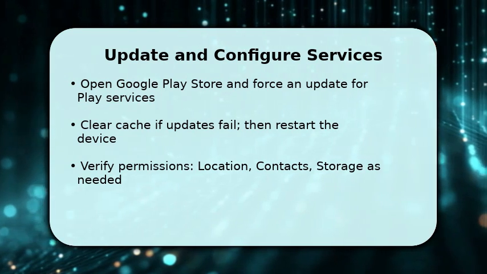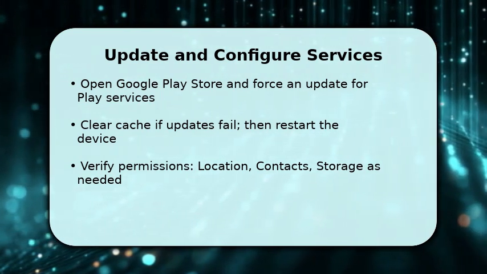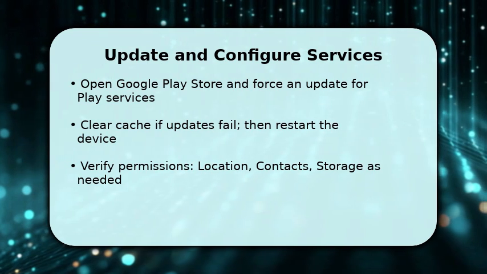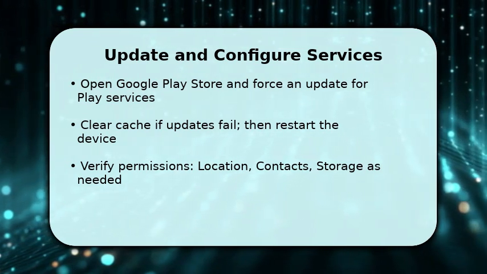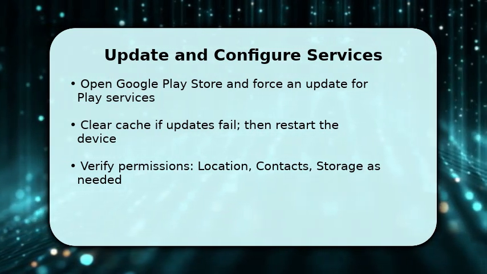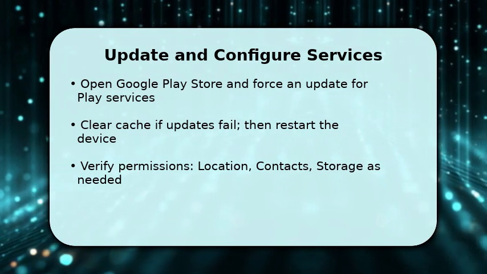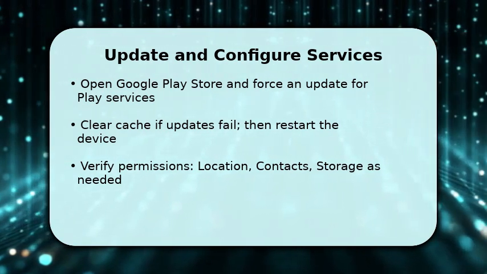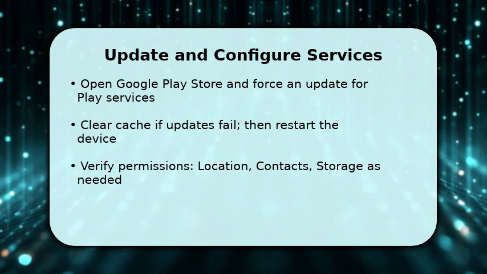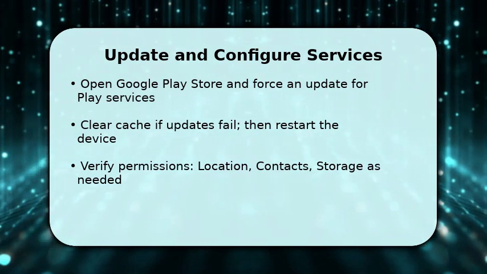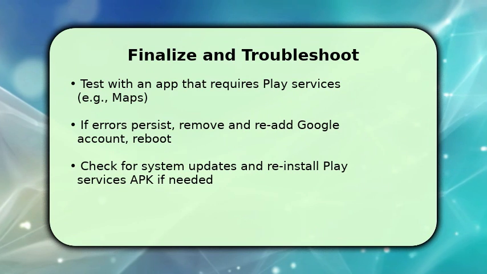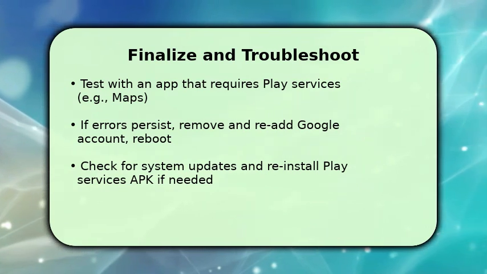This resets temporary errors. Once restarted, open Play Services, confirm permissions like location and storage are allowed, and make sure battery optimization is disabled for it if you need background sync. These steps stabilize app behavior, and you finish by testing functionality. Open an app that depends on Google Play Services, such as Maps, and confirm features work.